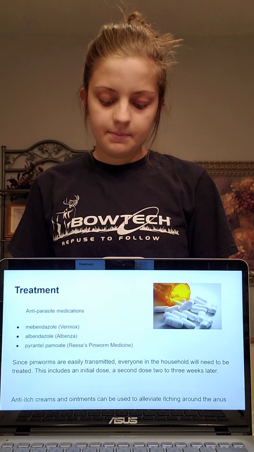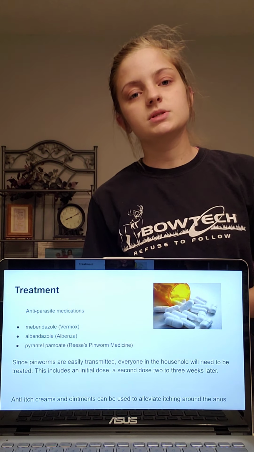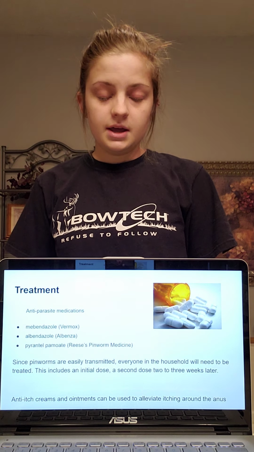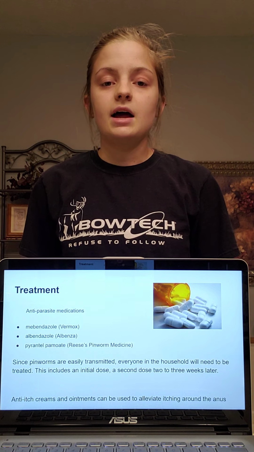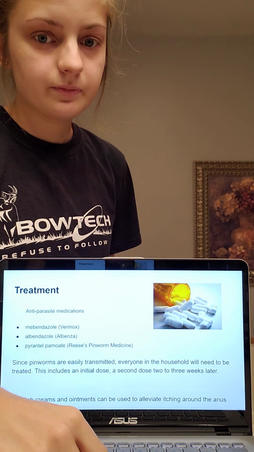Since pinworms are so easily transmitted, all members of your household will need to be treated because of how easily this is spread. So make sure everybody is being treated for the pinworms if someone in your household comes down with the infection. It is treated with an initial dose and then a second dose 2 to 3 weeks later, just to make sure that the infection is completely gone. That is why we have the 2-dose system.